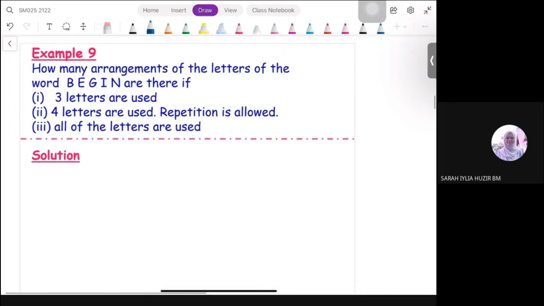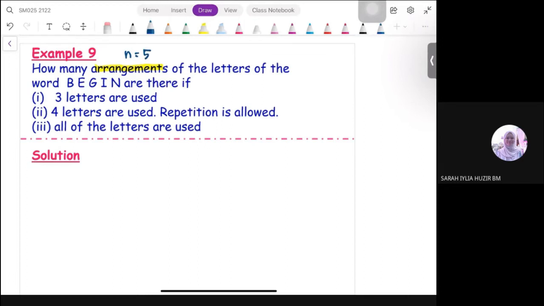Okay, how many arrangements? Once again, arrangement. So we have permutation here of the letters of the word BEGIN. From the word BEGIN, we have 5 different letters. So n in this case would be 5.